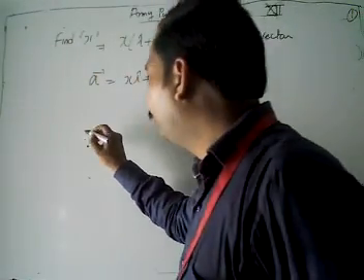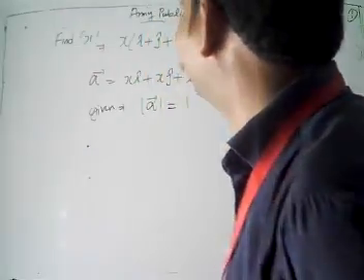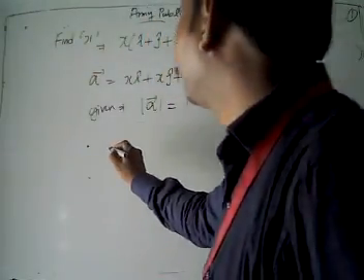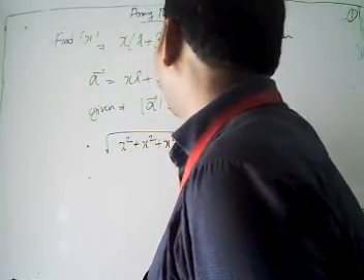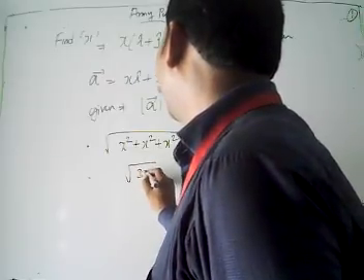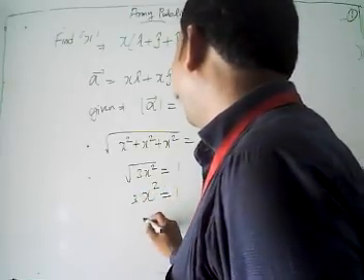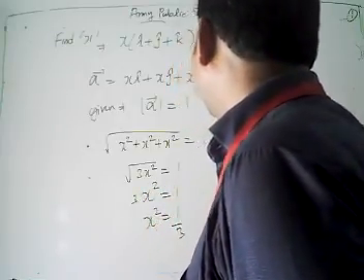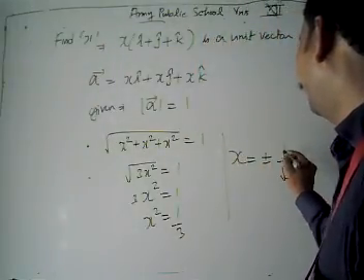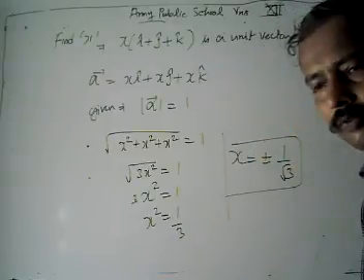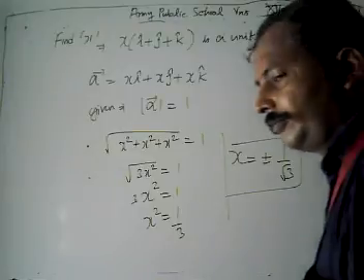Now, what is given there? It's given that it's a unit vector, means mod of A is 1. How can we get the modulus value? Square root of x square plus x square plus x square equal to 1, means under root 3x square equal to 1. Squaring both sides, 3x square equal to 1, then x square equal to 1 by 3, then the value of x is plus minus 1 by root 3. What is the value of x? Plus minus 1 upon root 3.